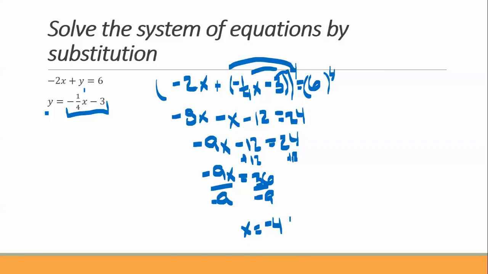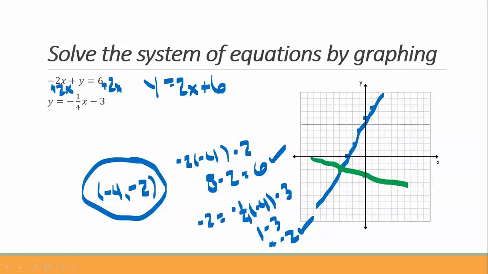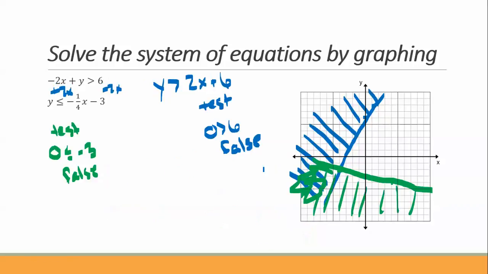Now we want to plug this back in to find y. Since y is already isolated over here, we'll use this one. So y equals -1/4 times -4 minus 3. So y equals +1 minus 3. So y equals -2. Our solution then is a pair of numbers, an ordered pair, -4, -2. This is actually the same solution we came up with here, and this is how we've already checked it.